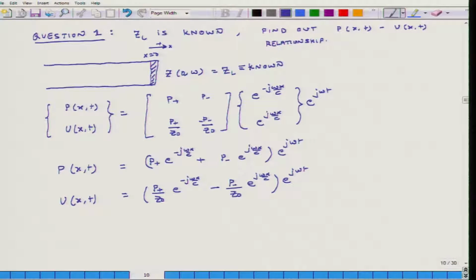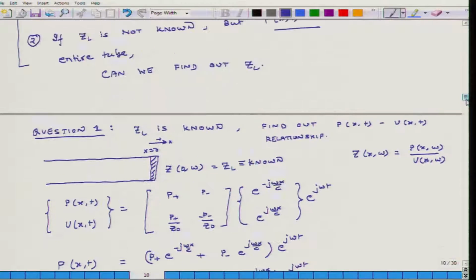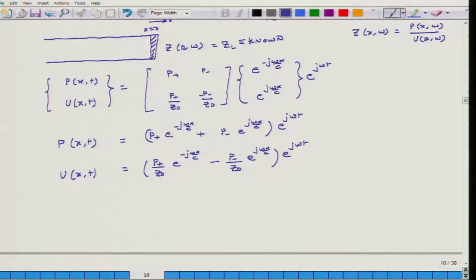Now, we look at these relations, and we know that Z, which is the impedance at x is equal to 0, is known, right. At x is equal to 0, we know the impedance. And we know that Z(x, omega) is equal to complex pressure amplitude divided by complex velocity amplitude. This is the definition. So, in these expressions we have to identify the complex amplitude of pressure and the complex amplitude of velocity. We look at these expressions, and this is the complex pressure amplitude, because the complex amplitude of pressure is equal to the amplitude of this thing in blue times e^(j omega t) amplitude, and the amplitude of e^(j omega t) is 1. So, this is P of x, omega.